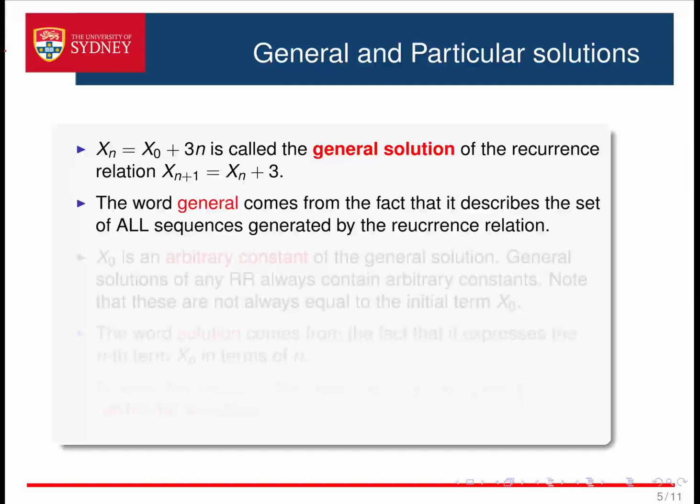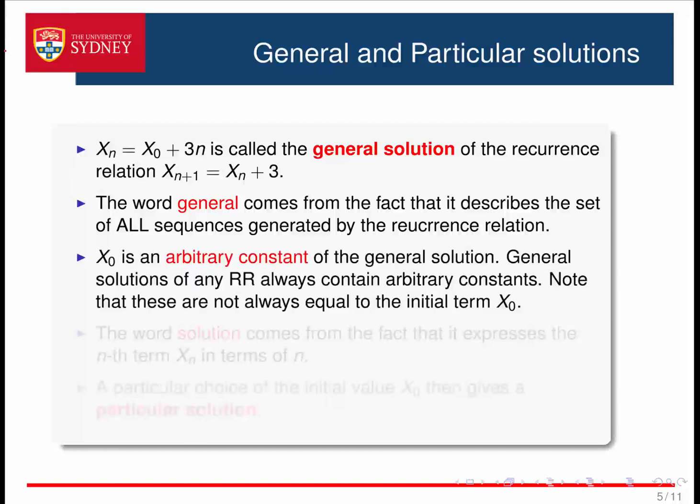For each x0 that we use, we obtain a different sequence of numbers. Every one of these sequences satisfies the recurrence relation. In fact, the solution xn is equal to x0 plus 3n will produce every single sequence that satisfies the recurrence relation, which is every single arithmetic progression with common difference of 3. Because we can generate every single sequence that satisfies the recurrence relation using this equation, we call it the general solution.